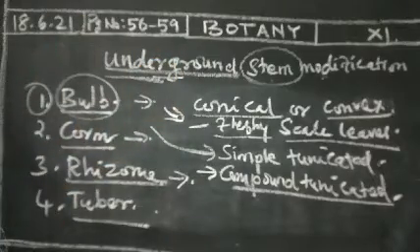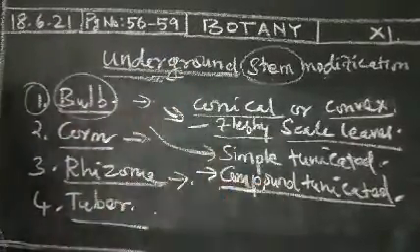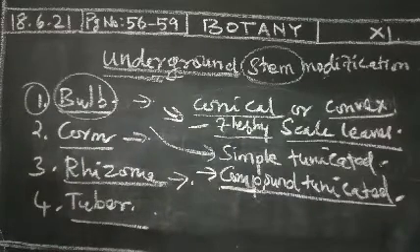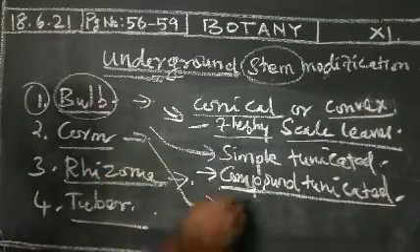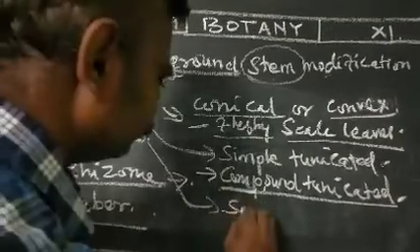In a compound bulb, Allium sativum is there. The next one is corm. A corm is nothing but a succulent underground stem modification. It is succulent, fleshy in nature.